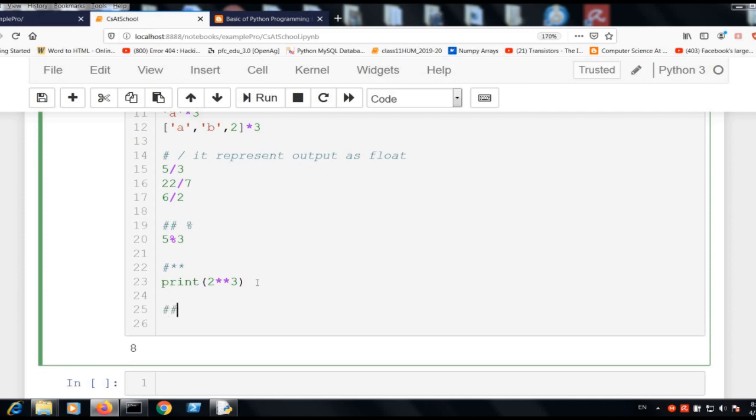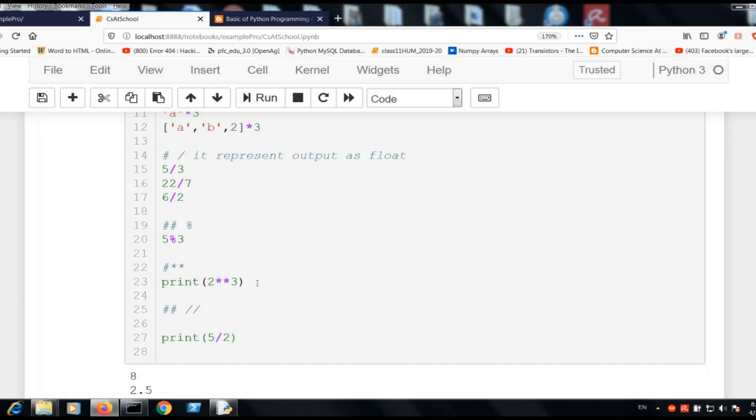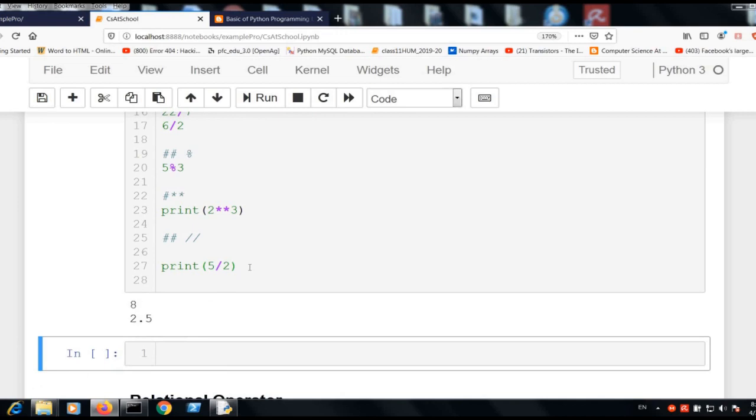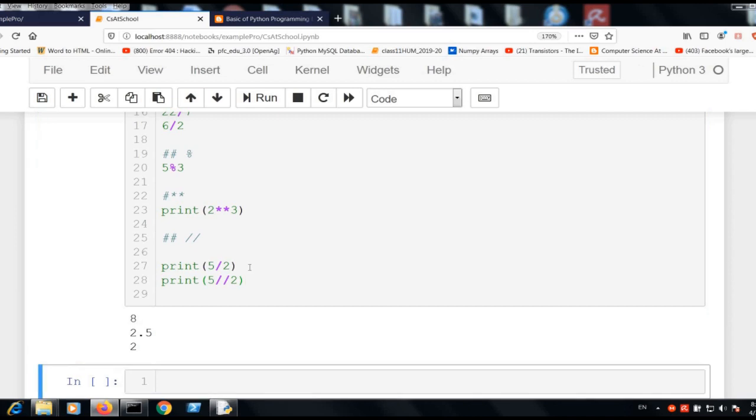The next operator that we are going to see is floor division. Right? It is just like a division, but you can see what it does. If I divide 5 by 2, what will it give? I'll add print so that it makes more sense, right? It gives me 2.5. Now if I do a floor division, let's see what happens. 5 double slash 2, if I try and execute it, you can see it will give me 2.